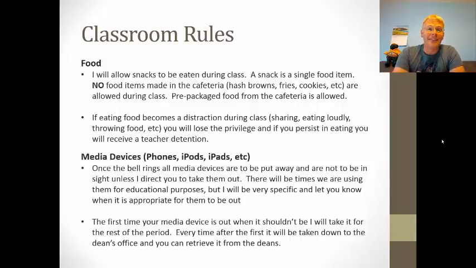Let's talk about media devices. That means phones, iPods, iPads, Nintendo DSs, whatever qualifies as a media device. When the bell rings for my class, it goes away and it stays away. I'm okay if it accidentally goes off. Turn it off, let it not be a big deal. But I do not want to see it out unless I have specifically directed you that you should have it out. The first time you have it out, I'm going to take it for the rest of the period and give it back to you. That's your warning. The second time it's out, I will be taking it and giving it to deans, and you'll have to get it back from them.